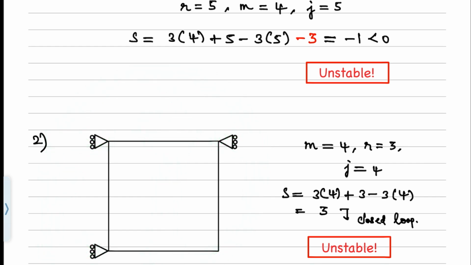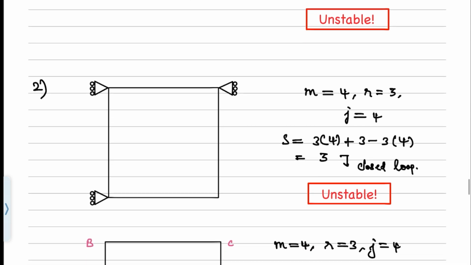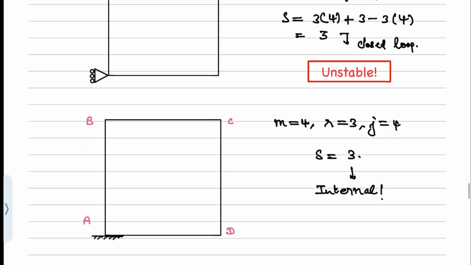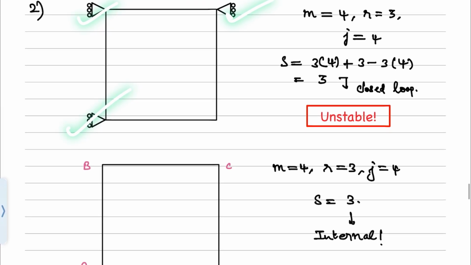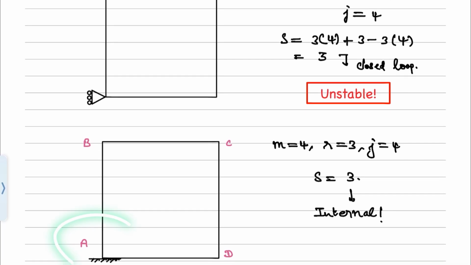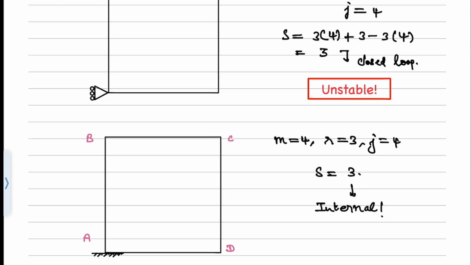However, if these three reactive components are replaced by a fixed support as we see here, then this s equal to 3 makes sense in a different manner. Let's see how. What I'm going to do is remove these three reactive components, and instead give one fixed support at this joint A. Then everything remains same, m equal to 4, r equal to 3, and j equal to also 4. So if you use the same formula, it gives a value of 3.